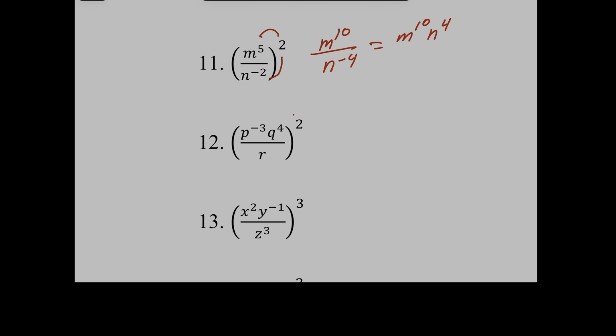Let's do the next one. Now watch this. There are 3 things in here that all 3 need to get the square. So it's going to become p to the negative 6, q to the 8 over r squared. The p needs to flip down because it's a negative exponent. We're going to get q to the 8 over p to the 6, r squared.